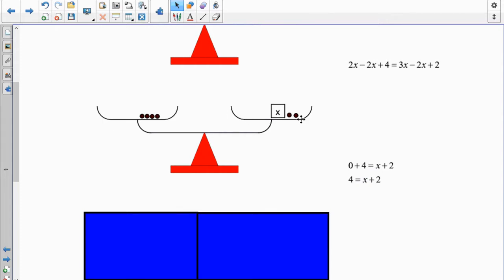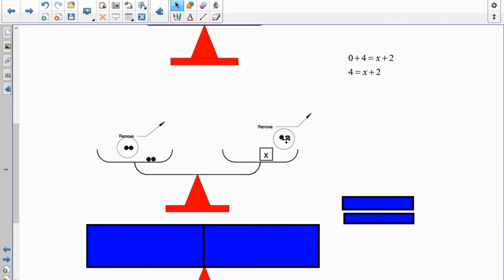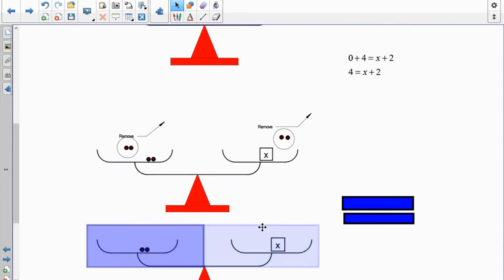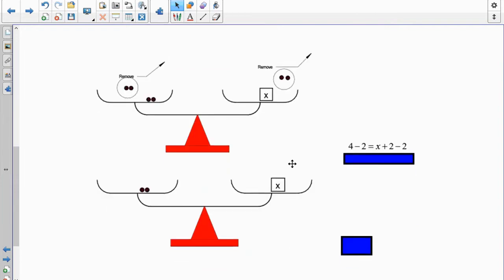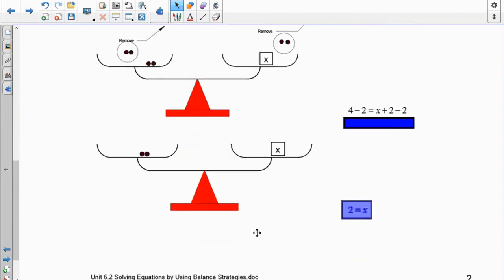Now the next step is I've got to get rid of this 2 here so I can have the variable isolated by itself. To do that, I'm going to take 2 from each side. By removing 2 from here and 2 from there, I end up with the x by itself, and that was our goal, to find out the value of x. So symbolically, I have 4, I'm taking away 2. Over here I had x plus 2, but I'm going to take away 2. And that leaves me with x on the right, 2 on the left. So the value of x is 2.